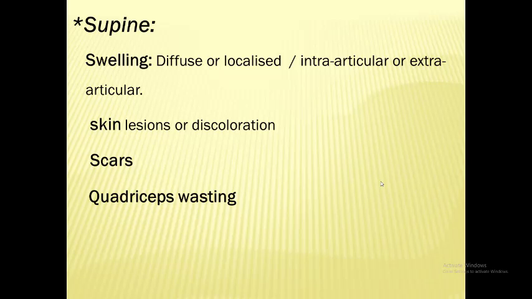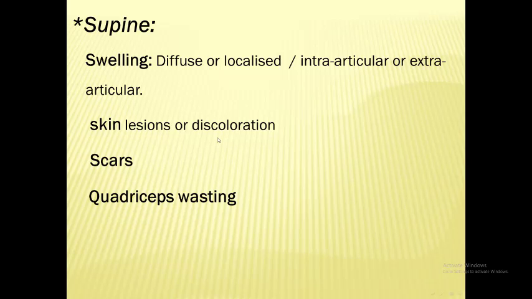Then ask the patient to lie supine on the couch and observe for the presence of swelling, and you should determine whether the swelling is diffuse or localized, intra-articular or extra-articular. Diffuse swelling, I mean the whole joint, is most probably effusion, and usually it is intra-articular. Localized swelling is due to an extra-articular structure, for example tendons or bursitis. Check for skin lesions or discoloration, for example psoriatic lesions, or discoloration like redness or erythema.